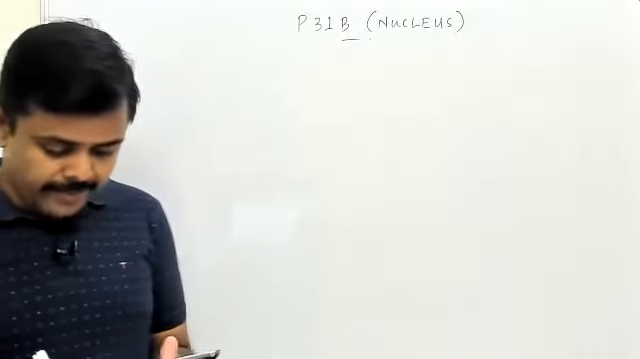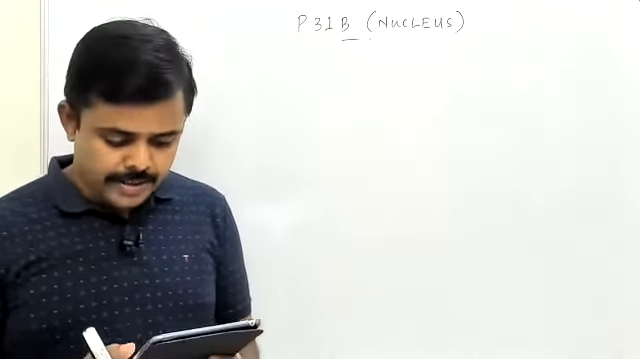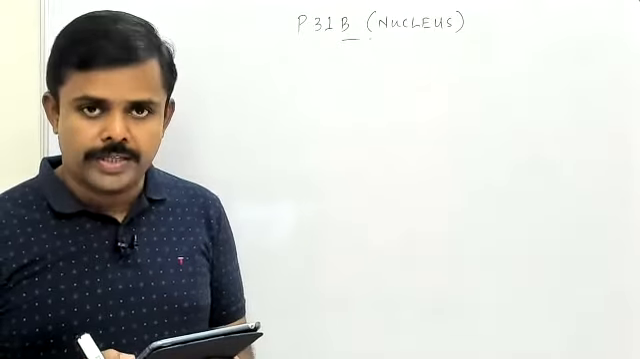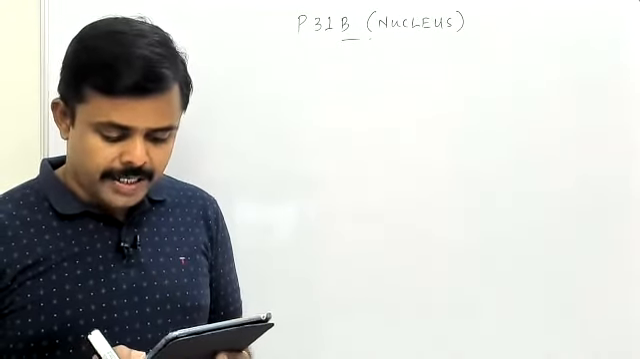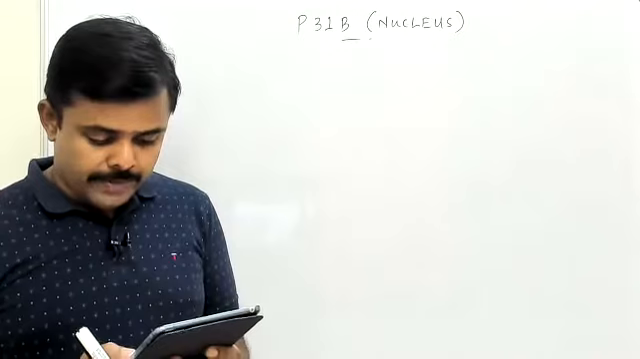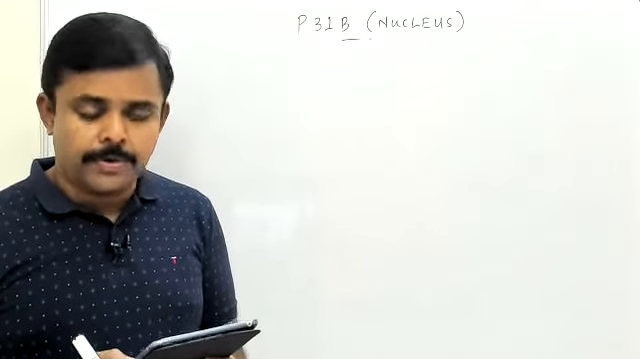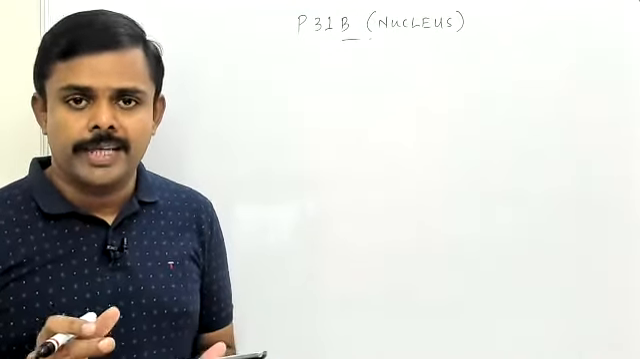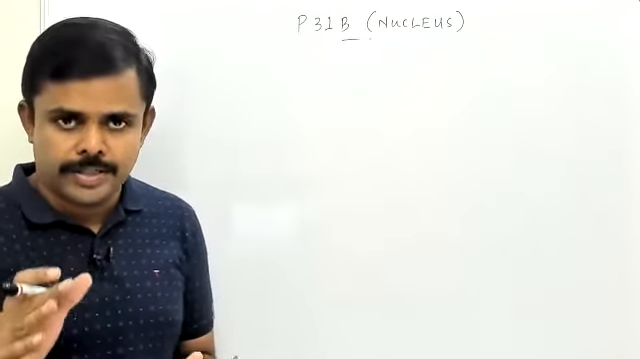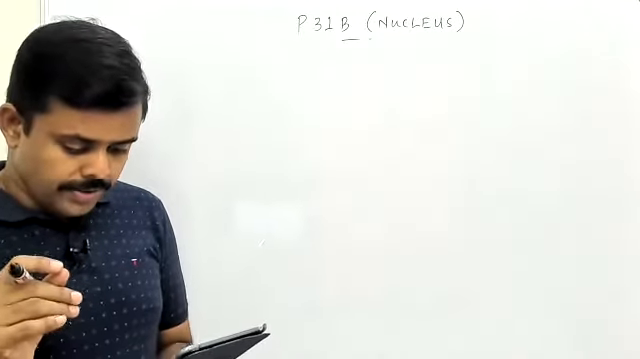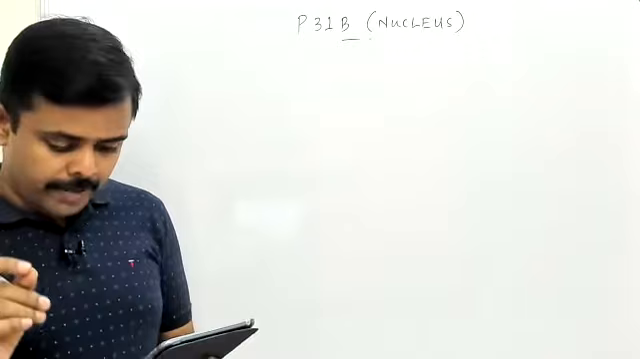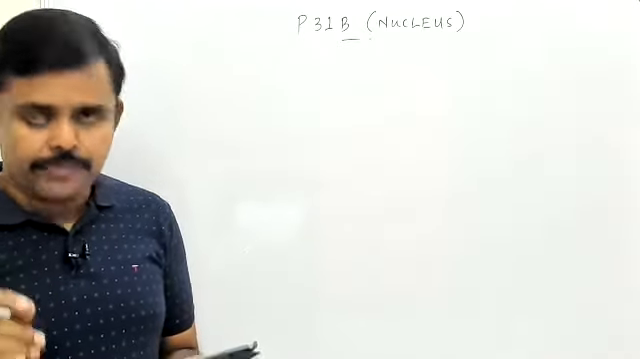Moving on to question number 11. It's a previous IIT JEE question. A nucleus with mass number 220, initially at rest, emits an alpha particle. If the Q value of the reaction is 5.5 million electron volt, where Q value means total energy released during the process, calculate the kinetic energy of the alpha particle.